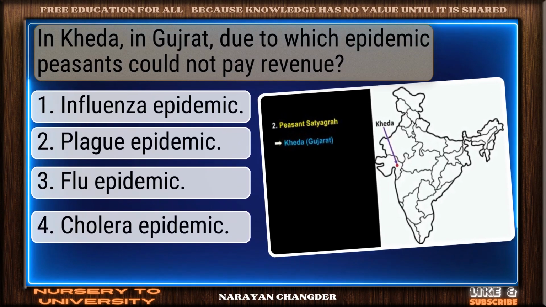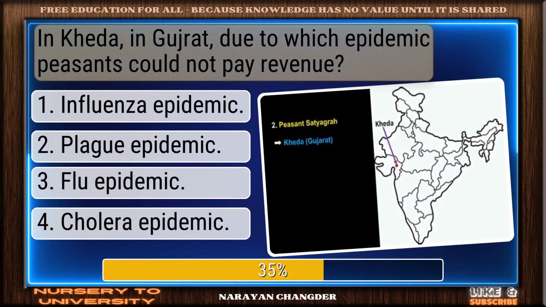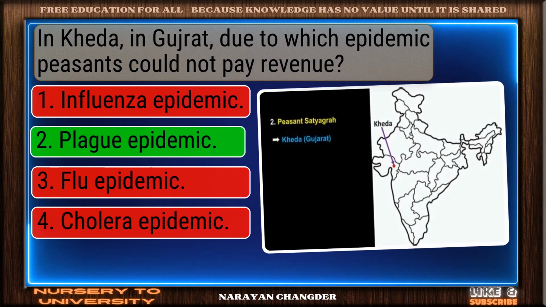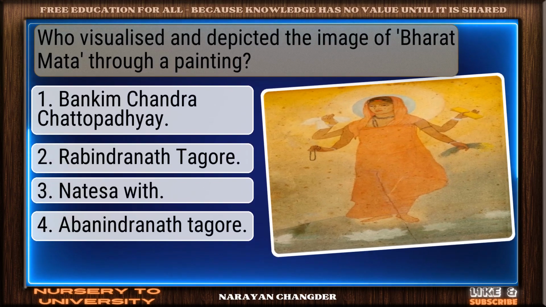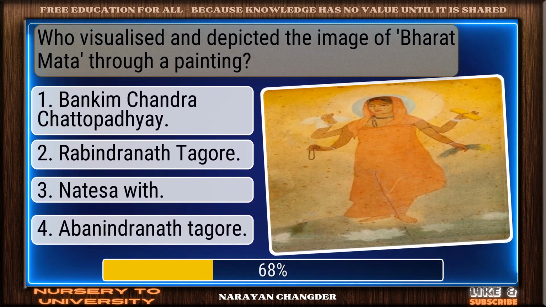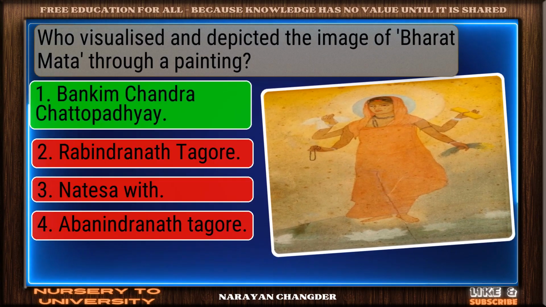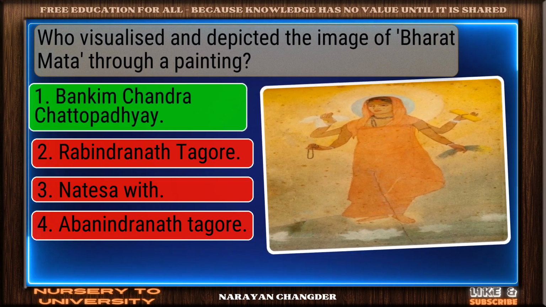In Kheda, in Gujarat, due to which epidemic could peasants not pay revenue? Nicely done. Plague epidemic is solid. Who visualized and depicted the image of Bharat Mata through a painting? Sharp thinking. Bankim Chandra Chattopadhyay is right.